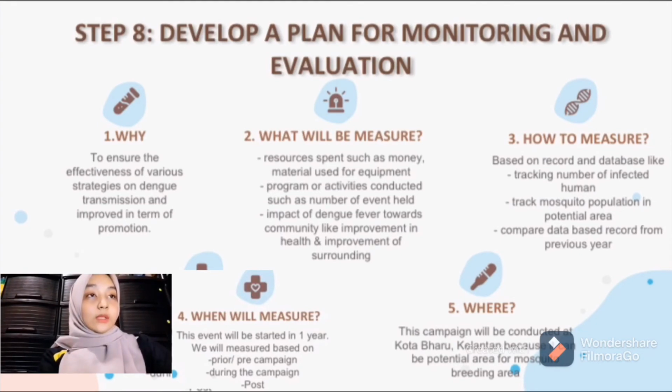Next is the what method. This includes 3 parts, which are input, output, and impact. For the input, resources spent such as money and materials or equipment used for the campaign, such as pamphlets and posters. Next, for the output, which is the program or activities, the number of events held, paid media impressions and the cost of the impressions.